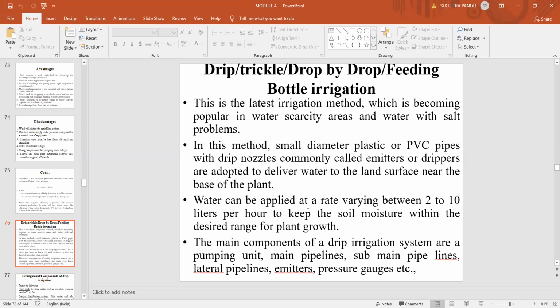And water can be applied at a rate varying between 2 to 10 liters per hour to keep the soil moisture within the desired range for plant growth. The main components of a drip irrigation system are a pumping unit, main pipeline, sub-main pipes, lines and lateral pipelines, and also the emitters and the pressure gauges, because it works under a very low pressure, that is less than 1 kg per centimeter square.